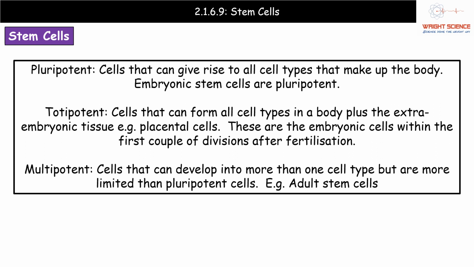So pluripotent, totipotent, multipotent. Very easy to mix them up. So I'd suggest that what you do is you get yourself some flashcards, make sure you know these and know what they're able to form. Okay, so the pluripotent, all cell types that make up the body. Totipotent, all cell types in the body plus the extra embryonic tissue. Multipotent, more than one cell type, but not all types of cells.